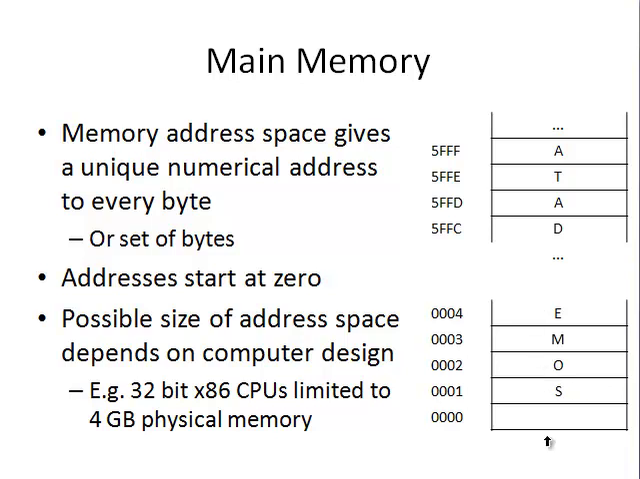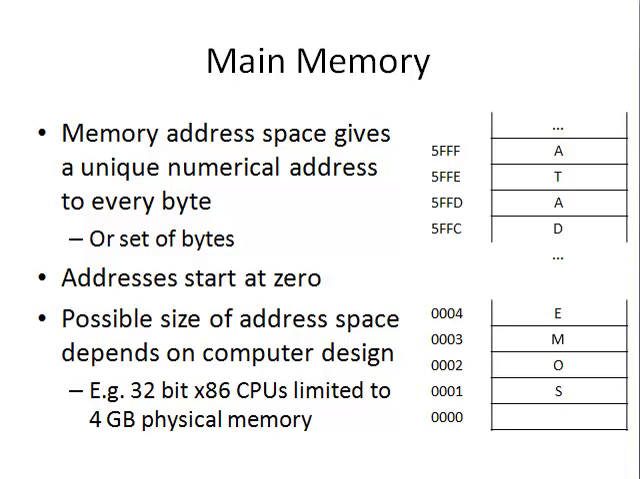And so on, we can consider all of memory as being in one address space where every single byte in memory has a unique number to identify that one byte. So here we've got the first 5 bytes of memory, and then further on, somewhere in memory, there's other data stored, and again, in sequential order, every single byte can be addressed uniquely if we know the address of that memory location. So the memory address space gives us a unique numerical address for every byte or set of bytes, and addresses start at 0. Now the amount of physical memory you can address depends on the computer design.